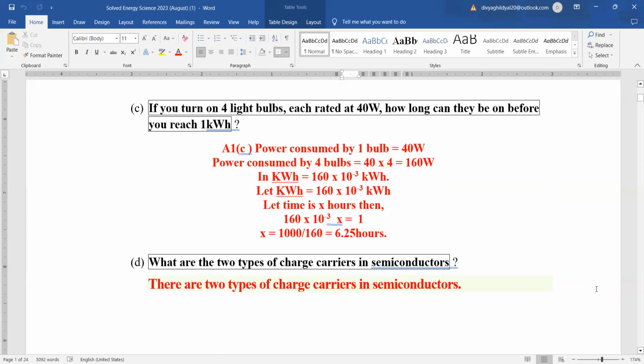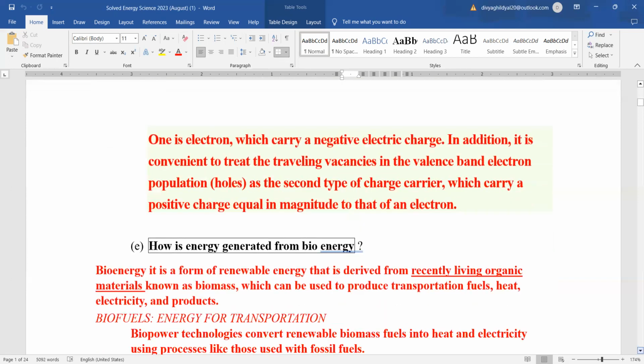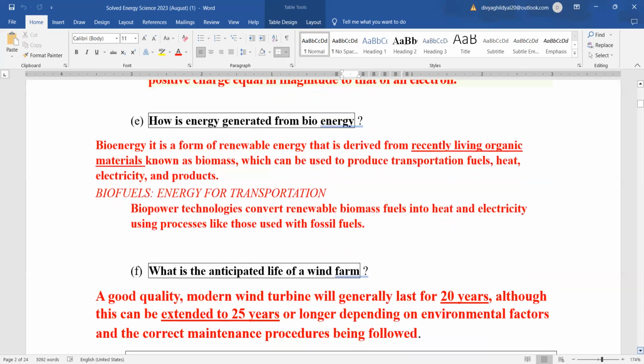What are the 2 types of charge carriers in semiconductors? A very easy question. One is electron, which is carrying a negative electric charge, and it is convenient to treat the traveling vacancies in valence band, and the other are the holes. How is energy generated from bioenergy?